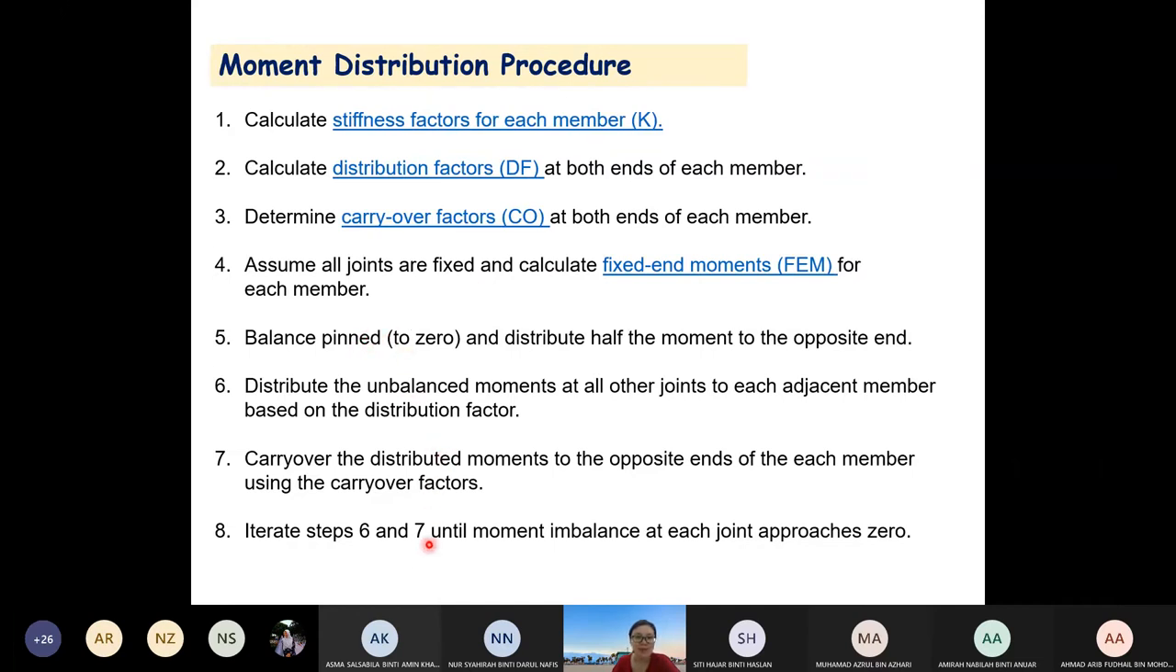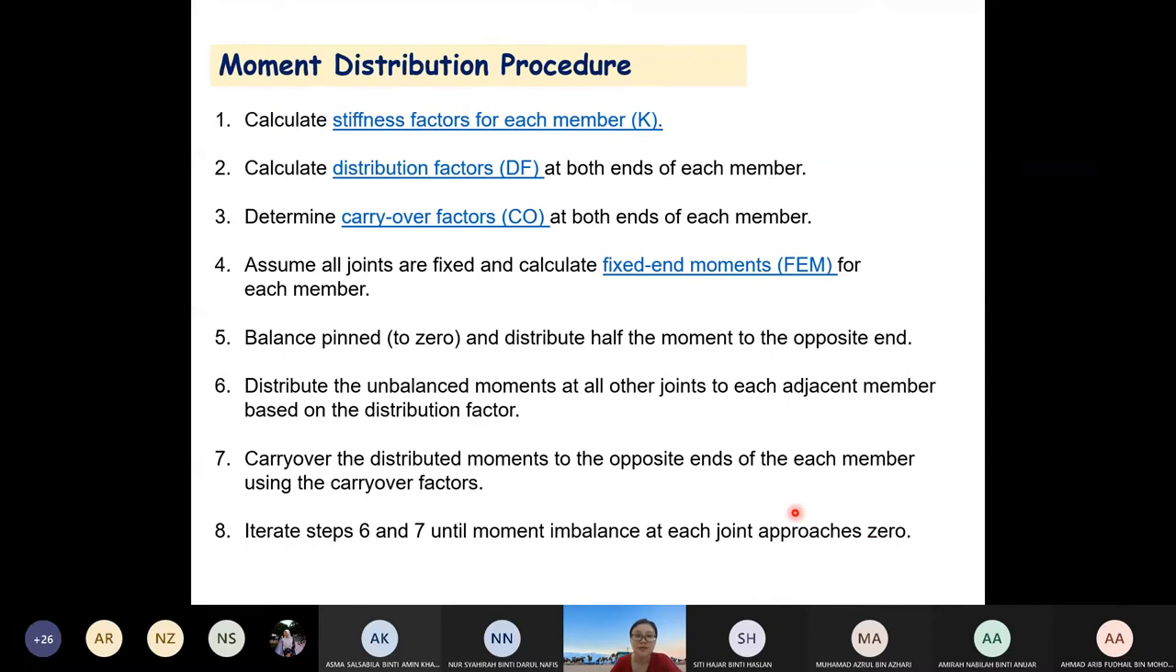In this moment distribution table, we need to balance the pin to zero and distribute half the moment to the opposite end. I think for steps 5 and 6, I will explain later in an example. And then we are going to iterate steps 6 and 7. We do the iteration until the moment at the joint approaches zero. So when you calculate your moment, balance, distribute, carry over, balance, distribute, carry over, repeatedly until the moment equals zero, then you stop.